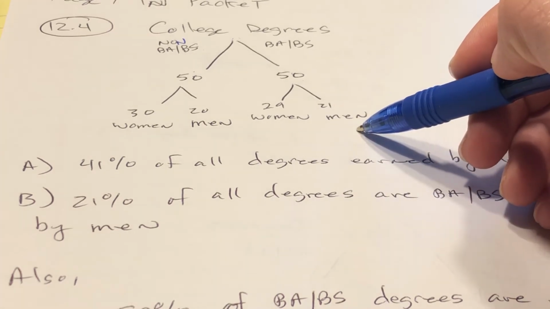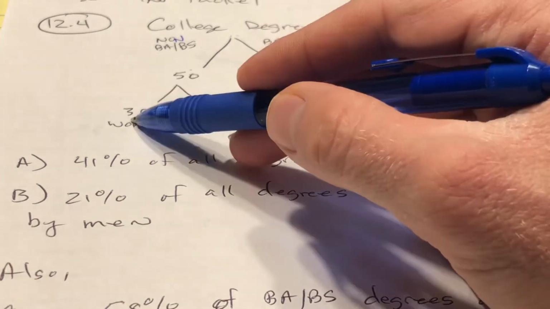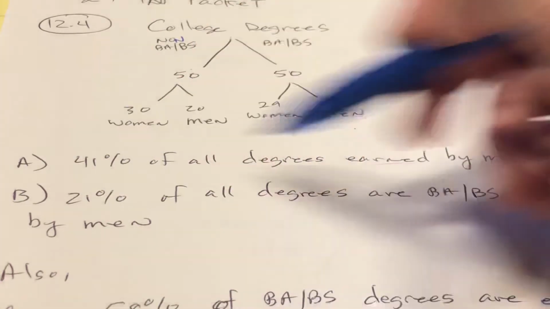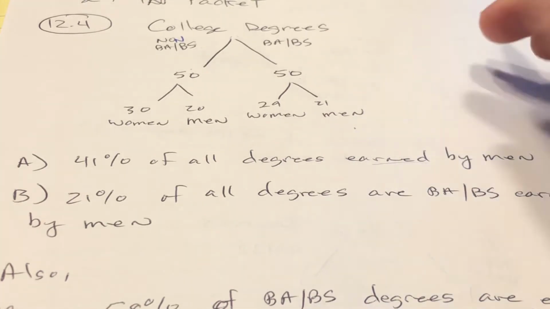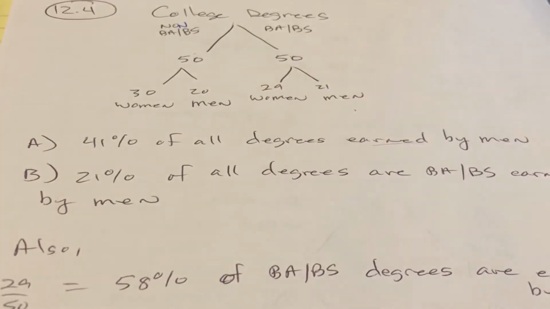Now, it said 59% of all degrees were earned by women. This is 100 degrees total. So if that's 29, this must be 30, and that must be 20. So part A, 41% of all degrees are earned by men. 21% of all degrees earned are bachelor's degrees earned by men.